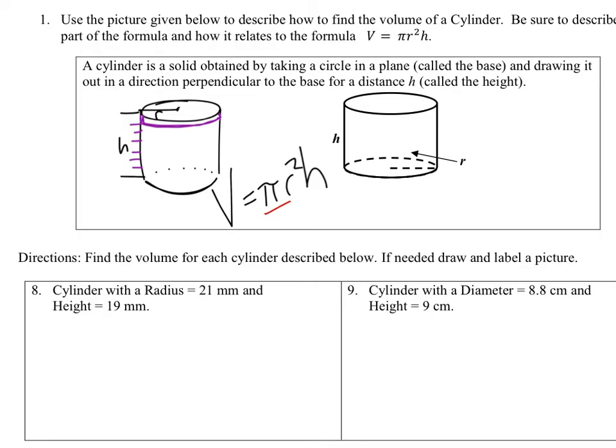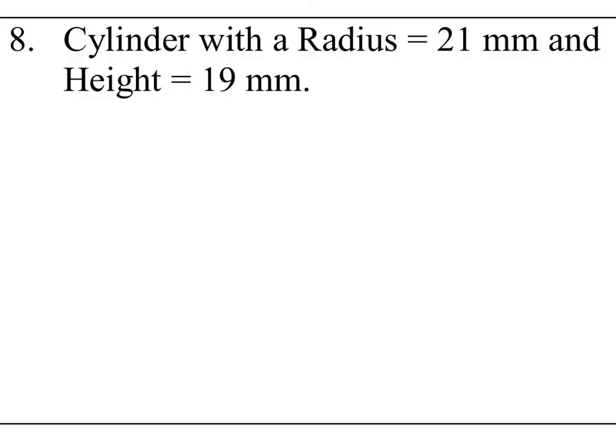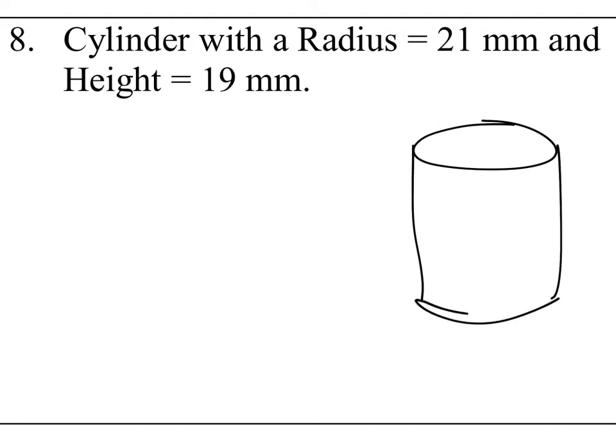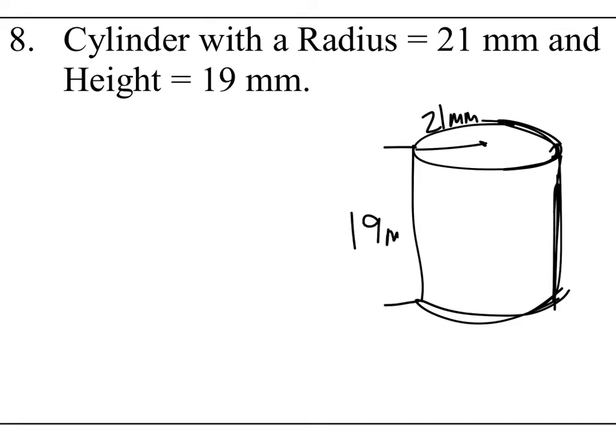Alright, now it gave us some problems, and we will use this to find the volume of these two cylinders. Now it may again help to draw a model of these. You don't need to use thick and thin lines, or shade it. All we need to do is see that the radius right here is 21 millimeters, and then the height is 19 millimeters.